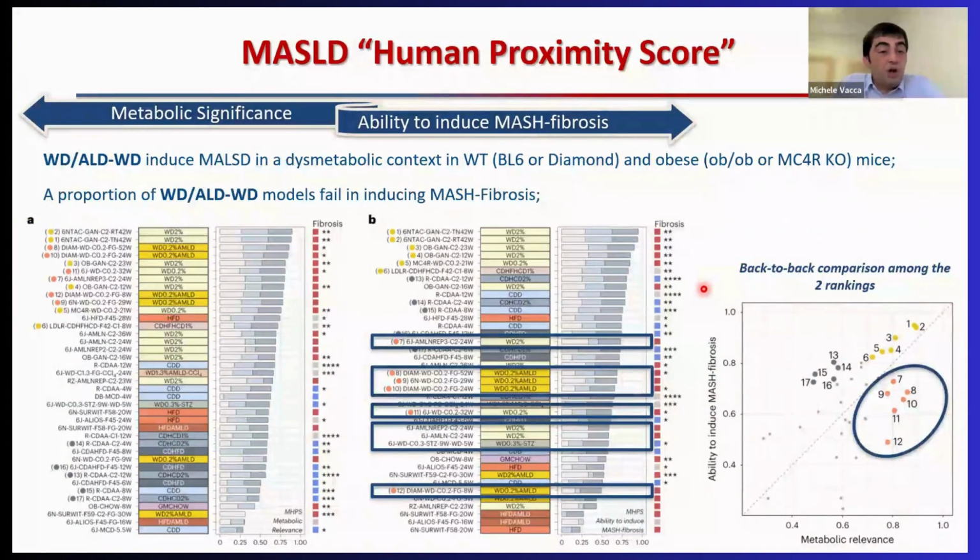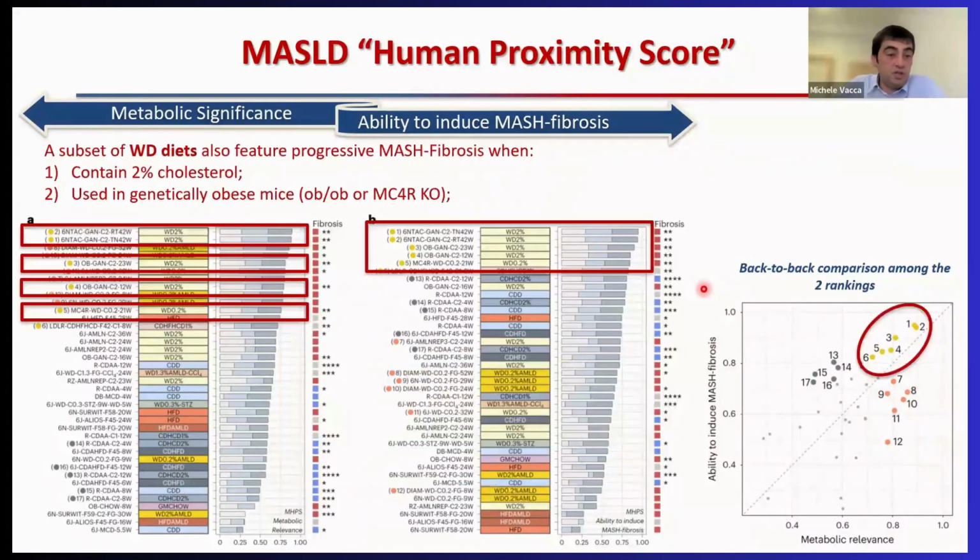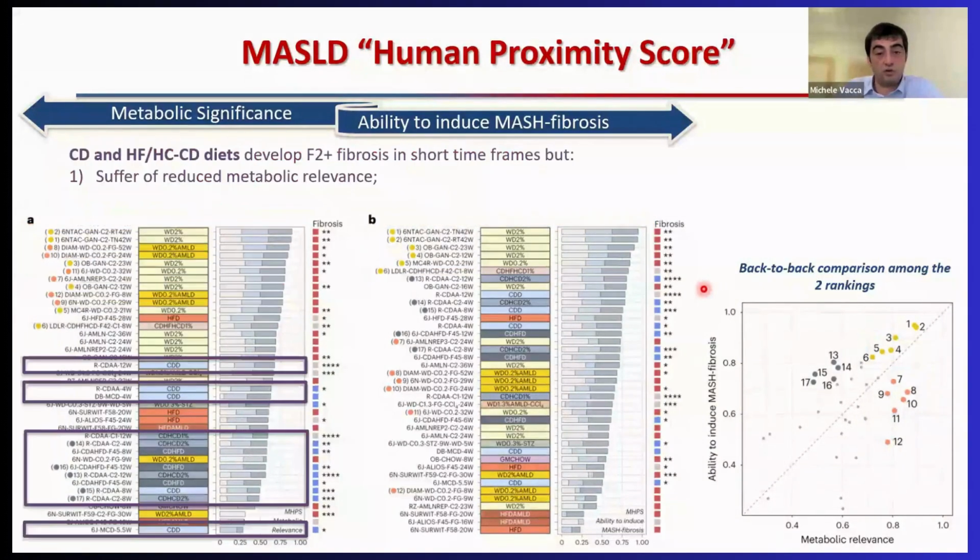However, a proportion of these models fail in inducing MASH fibrosis. There is really good news: a subset of Western diets also features progressive MASH fibrosis when they contain 2% of cholesterol, and/or when they are used in genetically altered animals featuring obesity, like the leptin-deficient OB mice or the melanocortin-4 receptor knockout mice. And using the knockout mice also shortens the duration of the challenge, of course.